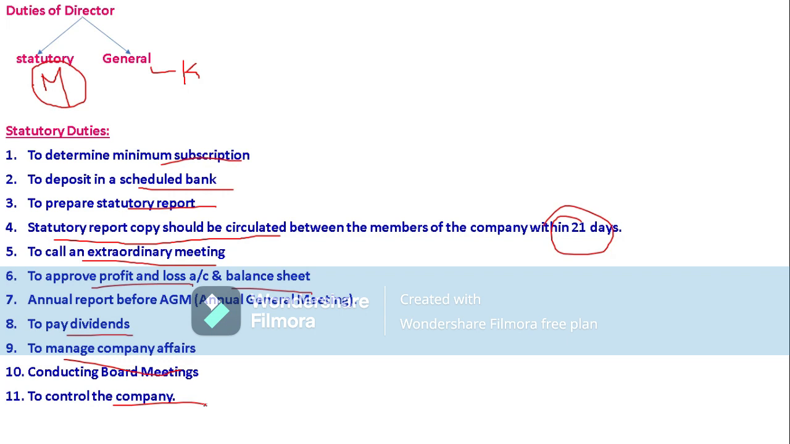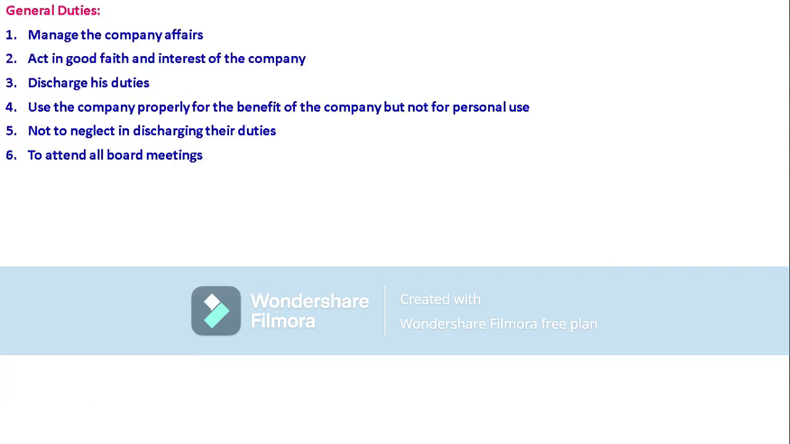If it is out of control, it leads to wastage and loss to the company. Therefore, it is the duty of the director to have control on the men, on money, on material, on management. So these are the statutory duties of a director. If we see general duties, what are the general duties?